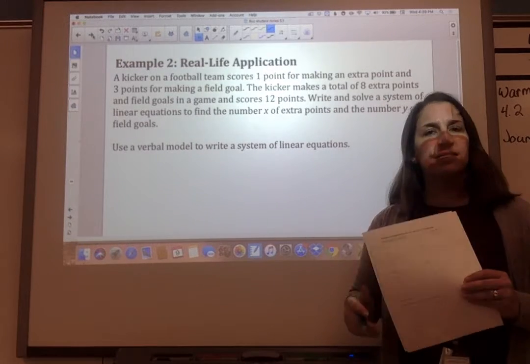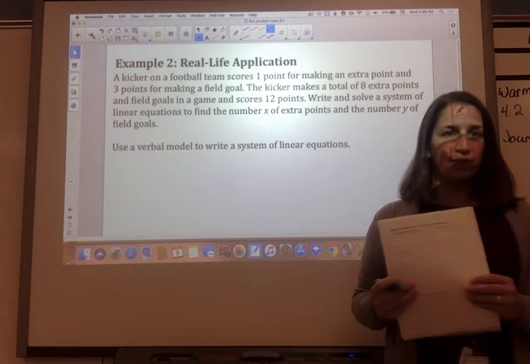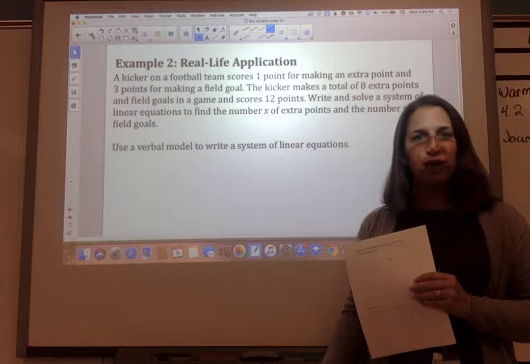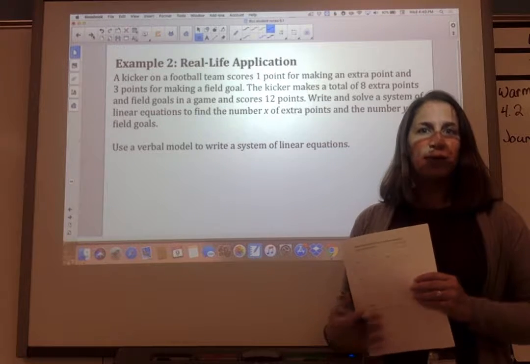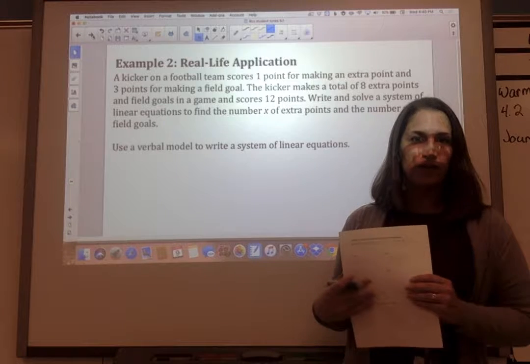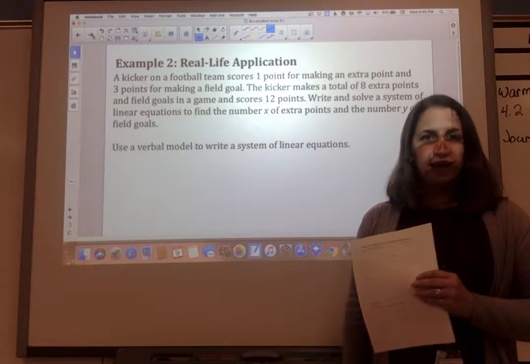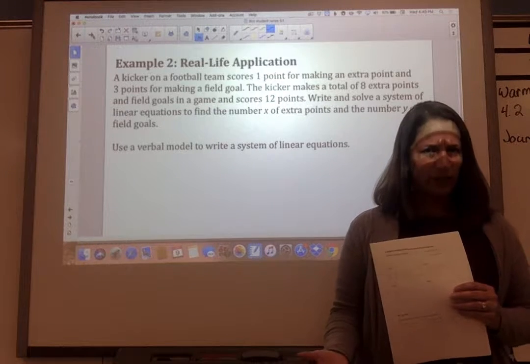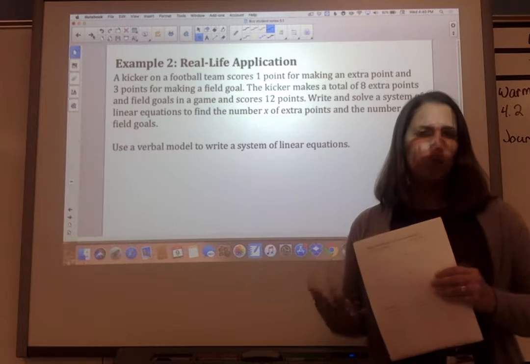Okay, for the second example, we are going to write the two equations, and then we will find the solution. So, a kicker on a football team scores 1 point for making an extra point and 3 points for making a field goal. The kicker makes a total of 8 extra points and field goals in the game, so 8 total kicks, and scores a total of 12 points.